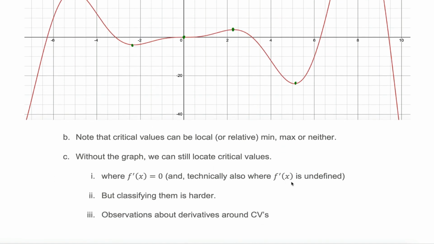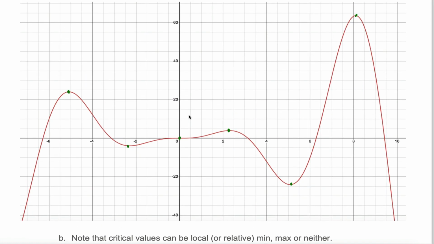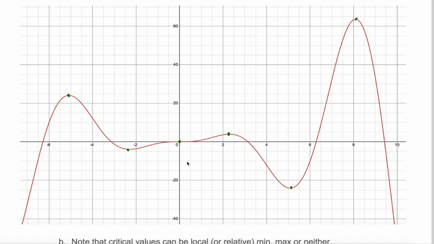When we talk about critical values, we're talking about points where the first derivative equals 0, and technically the first derivative could also be undefined, although that's not going to be super important for our class. And since the first derivative represents the slope of the tangent line to the curve, and a line with a slope of 0 is a horizontal line, we're just looking for all the different points where, if you were to draw a tangent line to the graph at that point, that line would be horizontal.